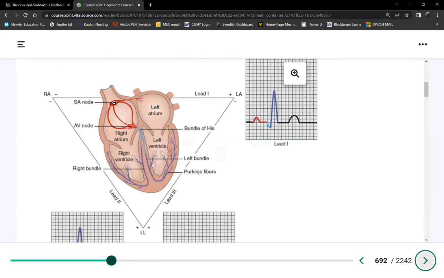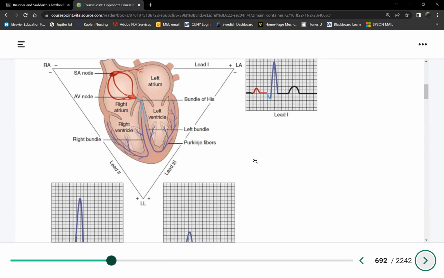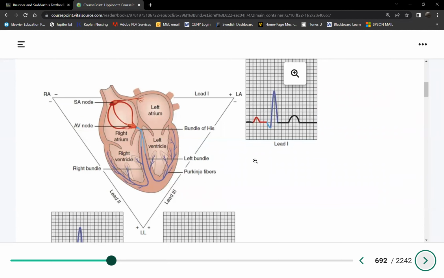So this is called the sinoatrial node. This is called the atrioventricular node. Okay, AV node and the SA node. So therefore, if this is my heart right here and it's tilted toward the left, correct? The heart is at the center in the mediastinum and it's tilted toward the left. That's the position of the heart.